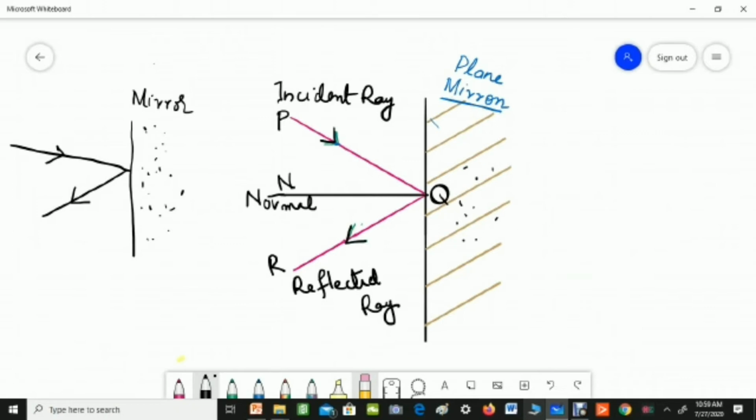So I have explained three kinds of things in this image. The first one is the incident ray. Incident ray means the light ray that hits the surface of the mirror. And after hitting the surface, the light ray comes back or reflects back. That is called a reflected ray. So RQ is the reflected ray. And then the line drawn perpendicular to the surface of the mirror is called a normal.